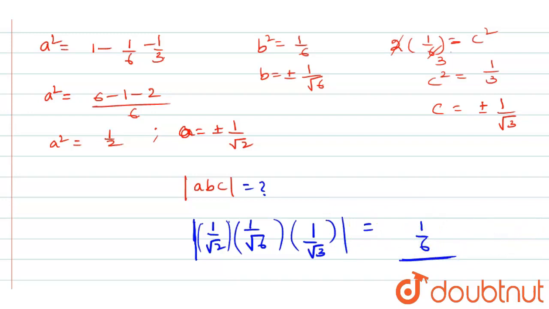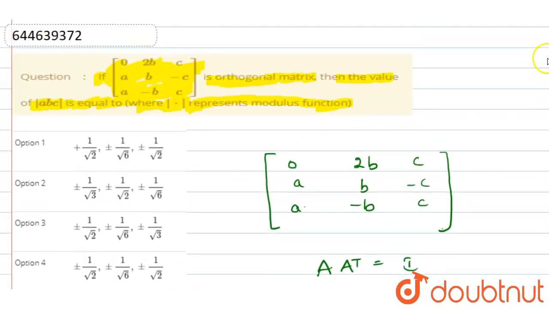So let's check the options. Here the value of a equals plus or minus 1 by root 2, the value of b equals 1 by root 6, and the value of c equals 1 by root 3. Here we can see that option 3 is the right option.